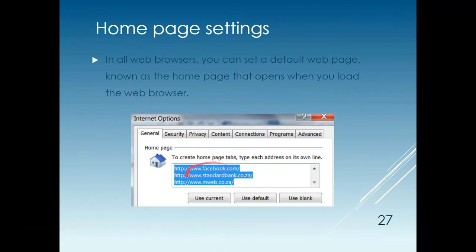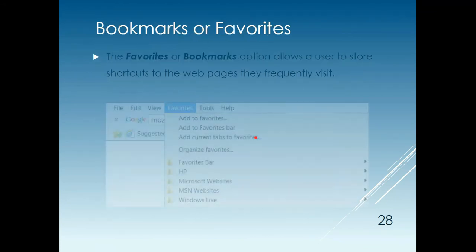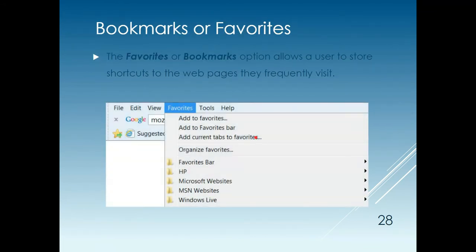Sometimes also to make navigation easy, we set what we call bookmarks or favorites. The bookmarks option allows a user to store shortcuts to web pages that they frequently visit. So in other words, if I go to Gmail all the time, or if I visit www.schoolofhub.co.za all the time, I can add it to my favorites page. So I don't always have to type it. When I need to go to those web pages, I just click on my favorites and I click on that web page, and then it takes me to the page that I want to be. So this is also an easy way for you to navigate the internet easily.